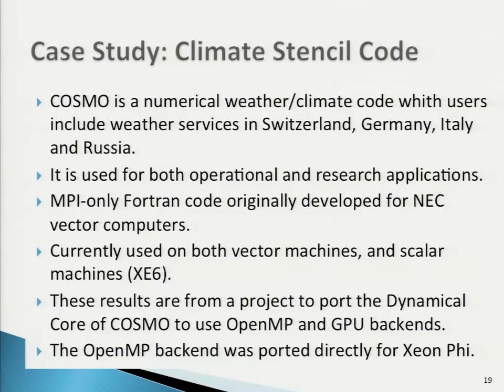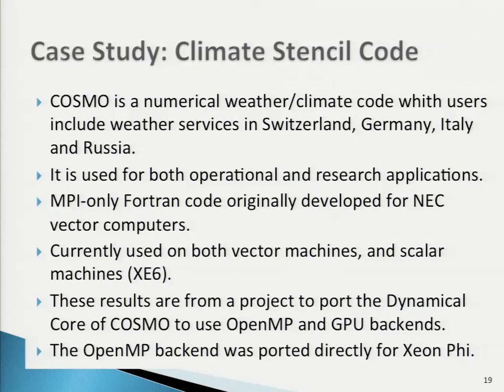A final little example I want to look at is something I've been working on, and this is just to illustrate some of the difficulties you can have with load balancing. So Cosmo is a numerical weather and climate code that's used by weather services in Switzerland and Germany, Italy, Russia, South Africa, Indonesia.